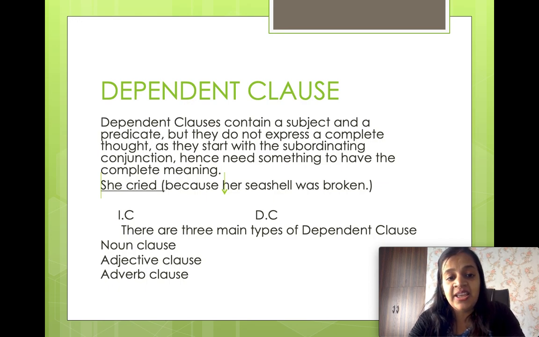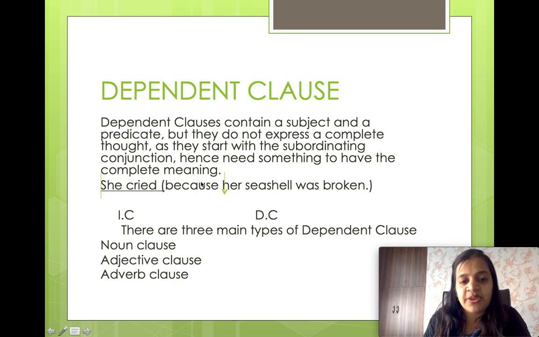For example, she cried because her seashell was broken. Here we see that there are two sentences. She cried, वो रो रही थी. The sentence is clear. It has the subject, it has the verb or predicate. The sentence is complete. Her seashell was broken. अगर हम इसमें because, if we don't have because here, we start from her seashell was broken. This is a full-fledged sentence. Her is the subject, seashell was broken is the predicate.